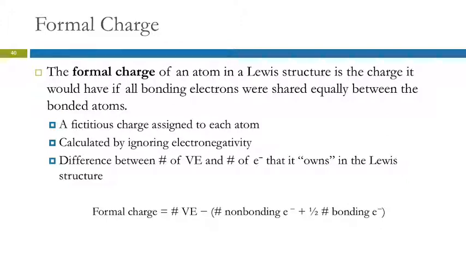The formal charge in a Lewis structure, which you assign to each individual atom, is the charge it would have if all the bonding electrons were shared equally between the bonded atoms. So I think of it as, okay, you had these 2 things come together. Let's look at hydrogen and chlorine.